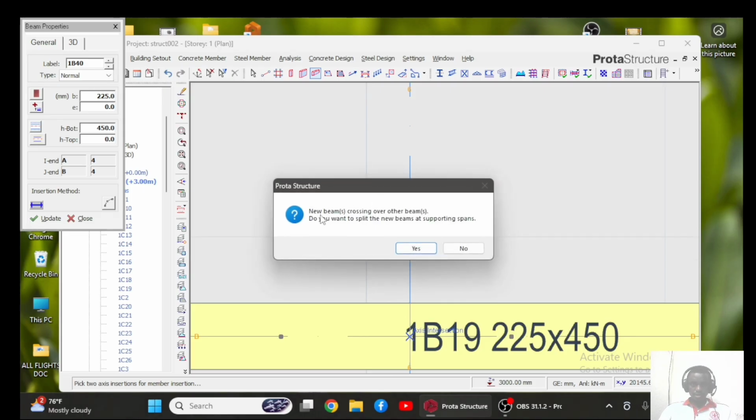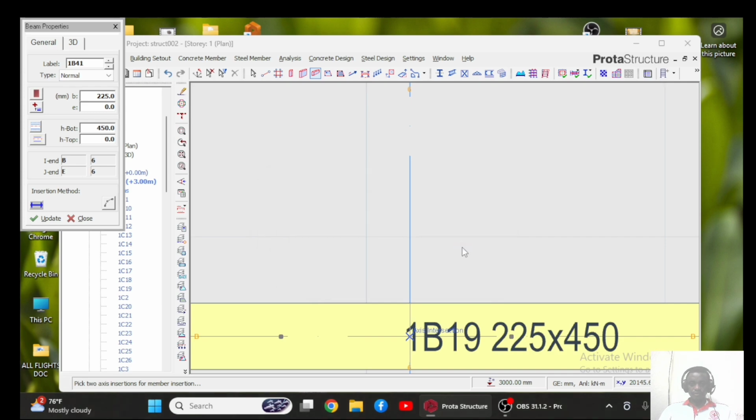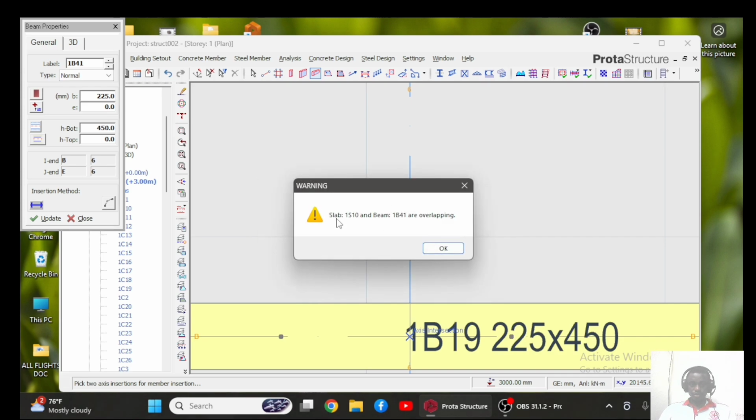All right, so you can see the prompt comes up. Ideally you're supposed to click on yes, because if you click on no, it means your beams will be overlapping, and that's not correct structurally. Your beams are supposed to pass through each other. So what you're supposed to click on is yes. If you click on no, see what, there will be a warning sign.